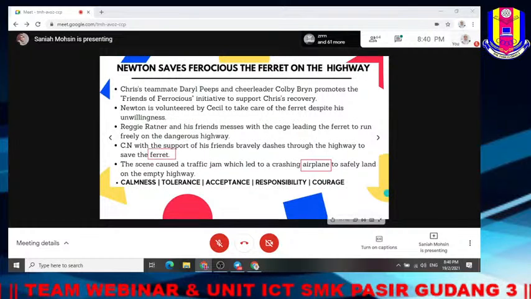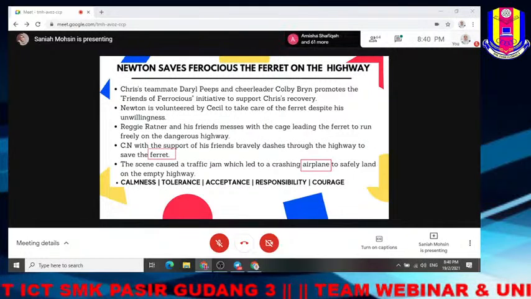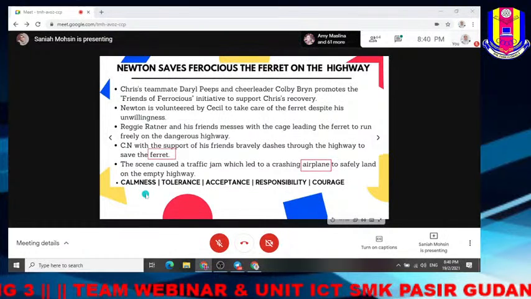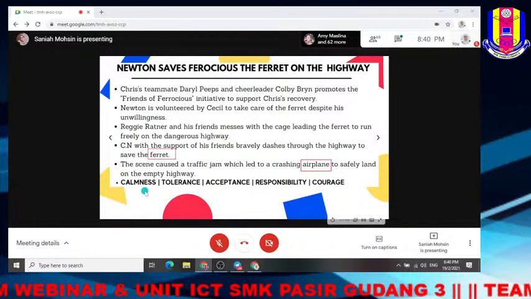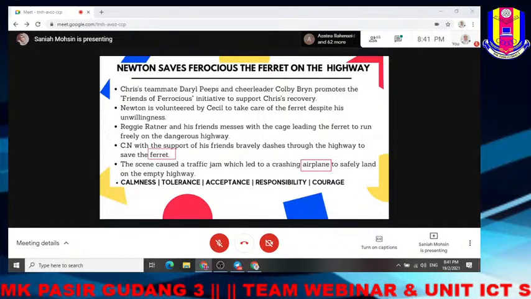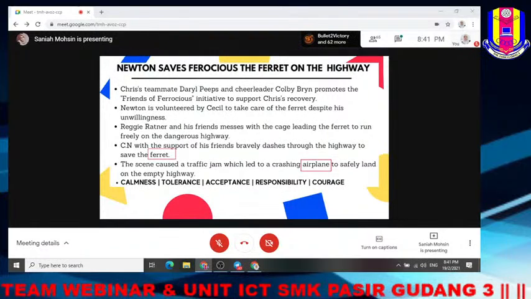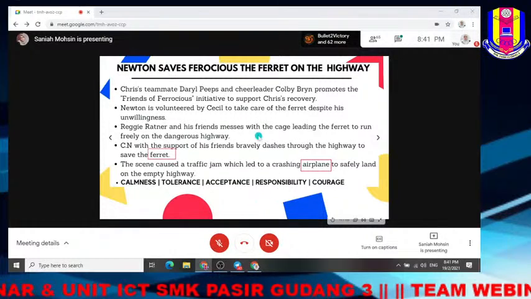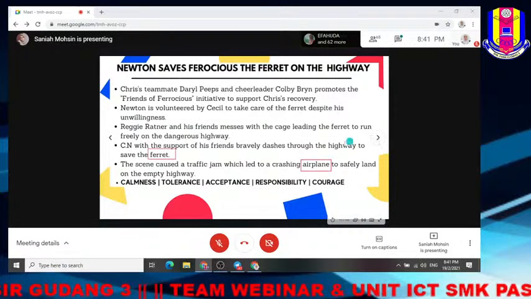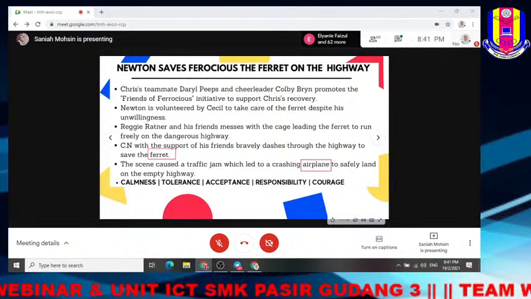Next one, we have Ferocious the Ferret in the highway. If let's say you want to talk about the question of calmness, because Captain Abadi is only 10 years old, but then he managed to stop all the cars. Kamu bayangkan kalau budak 10 tahun, dia tengok dekat highway tu banyak betul kereta. He might be too scared, but then Captain Abadi has a sense of calmness, responsibility. So you can talk about this event in case the question asks about that. Yang details ni is all the things yang kamu dah belajar dalam kelas. So kita hari ni kita buat review saja.